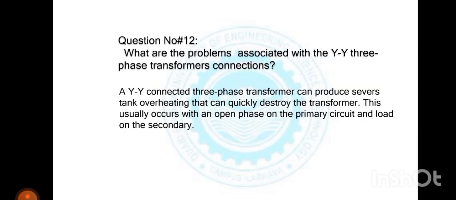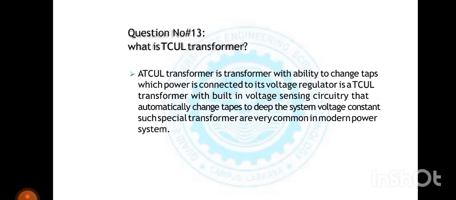Question number 12. What are the problems associated with the YY three-phase transformer connections? A YY connected three-phase transformer can produce severe tank overheating that can quickly destroy the transformer. This usually occurs with an open phase on the primary circuit and load on the secondary.